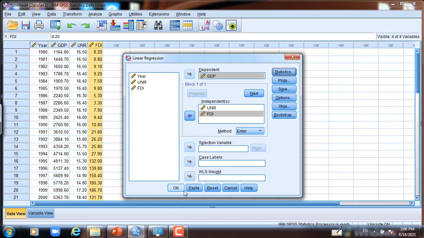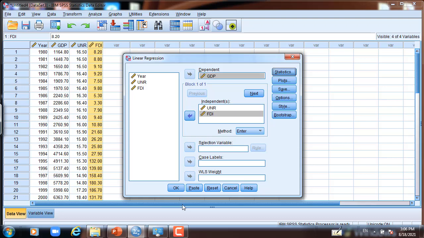Our plan is to see whether foreign direct investment and unemployment rate can influence the dependent variable GDP. Then we check the model fit as we mentioned. If the data is time series, we have to select Durbin-Watson statistic, and normally serial correlation occurs in time series, not in cross-section.